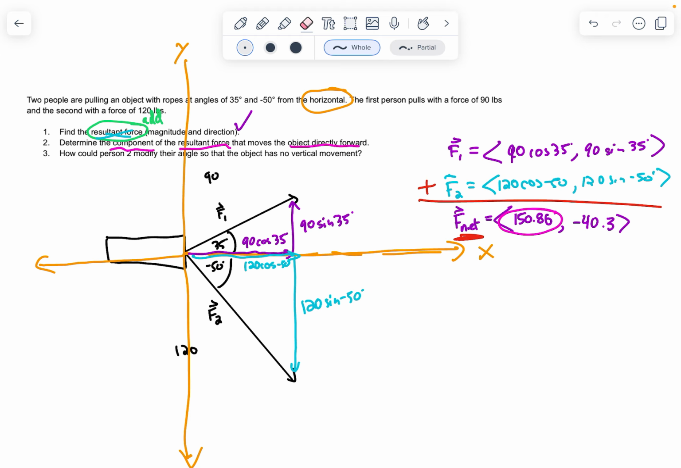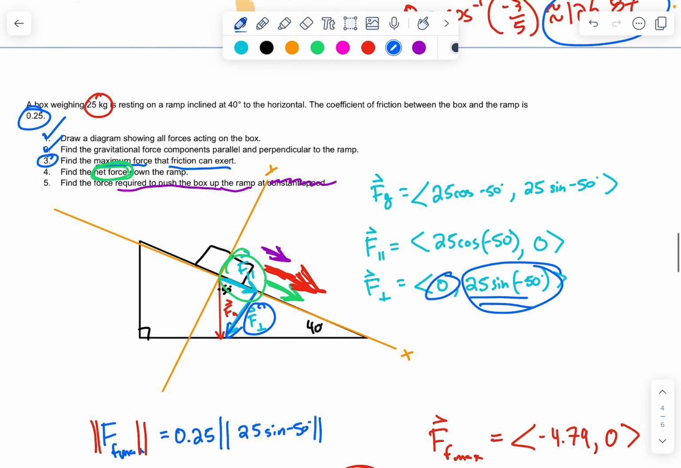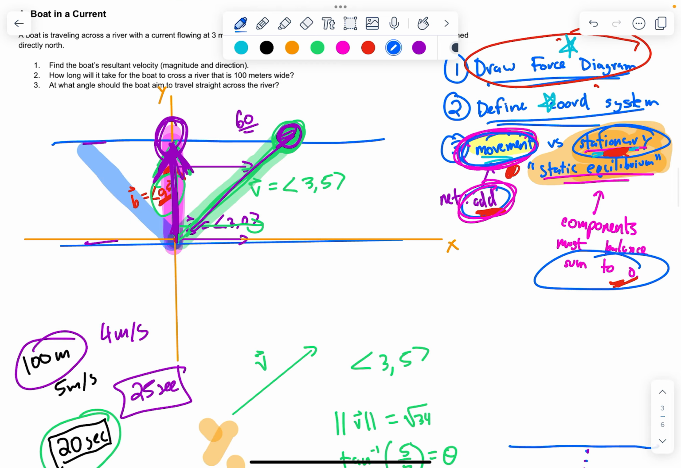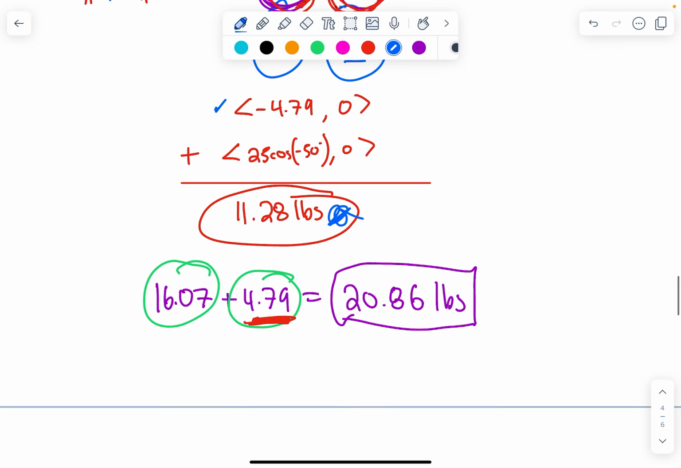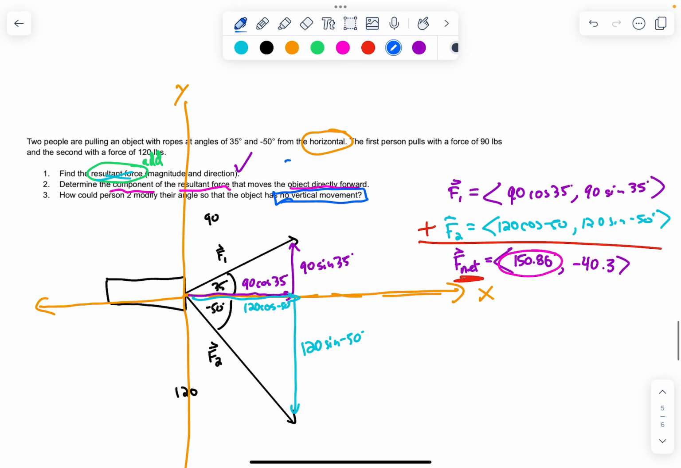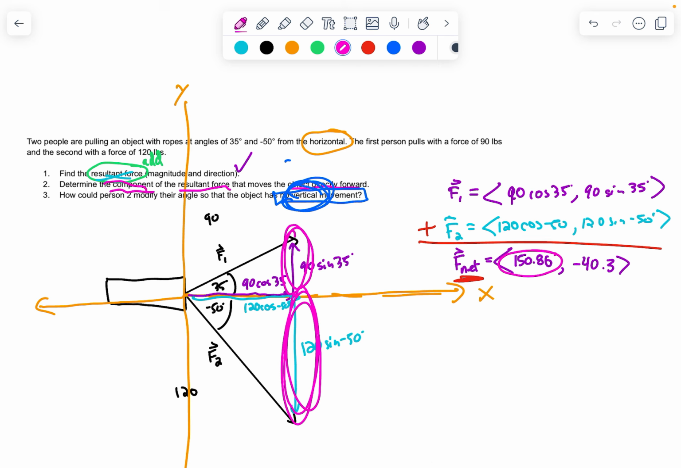Now, instead of that, we want to say, how could person 2 modify their angle so that the object has no vertical movement? Now we are in a no movement problem. We have movement problems, and we have stationary, no movement, static equilibrium problems. That means the components must balance. They must sum to 0. We want no vertical movement, so their vertical components, this and this, must sum to 0. We are only allowed to modify person 2, so only this angle can be modified. Person 2's still going to pull with 120, but we're going to change that angle so that they completely balance.